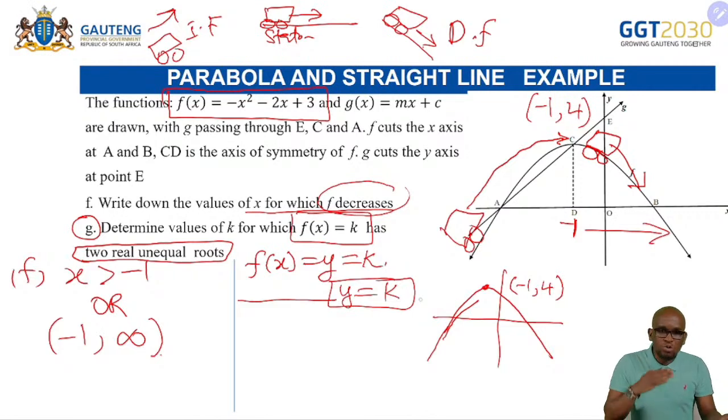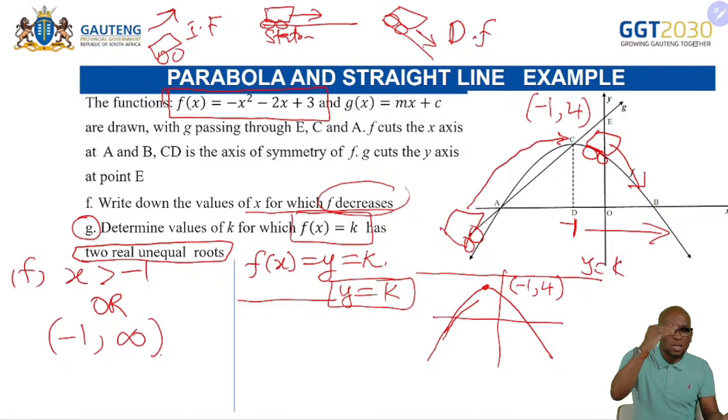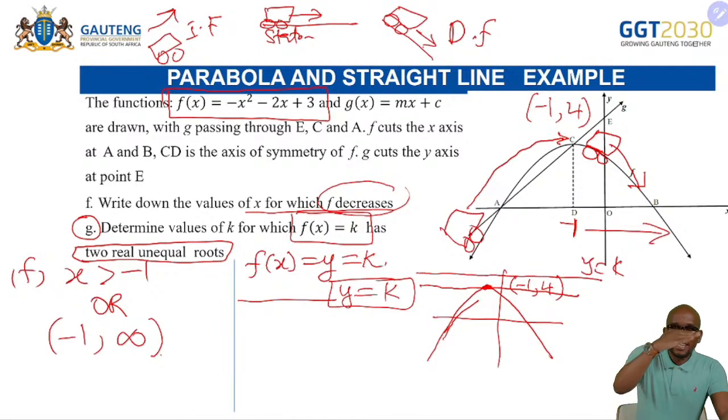Now, we're going to start with where it doesn't touch any point. So if the horizontal line is here, the line y is equal to k is not touching any point. Now, if I move the line directly to the turning point, what do you see? The line touches the graph only once. So we say that it has one x-intercept or one root, or we say that it has equal roots.